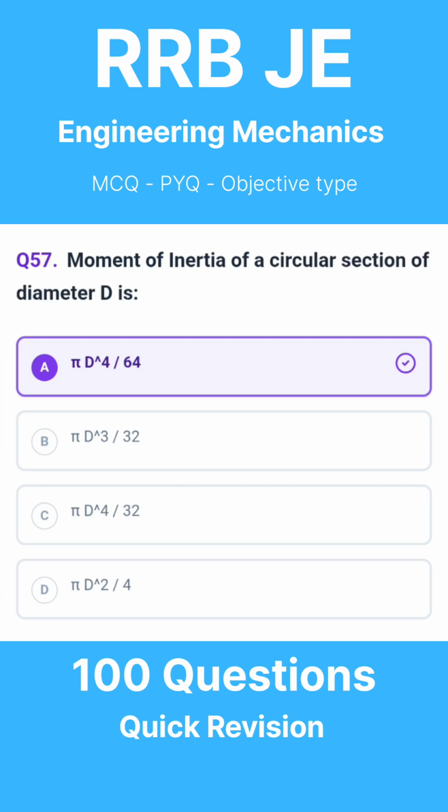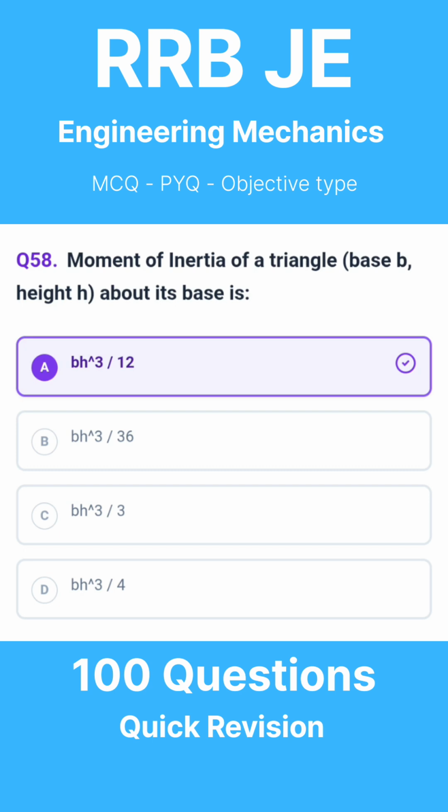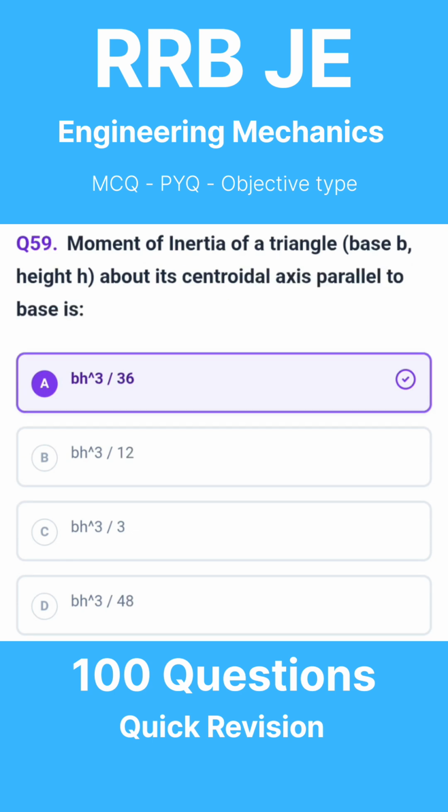Question 57. Moment of inertia of a circular section of diameter D is. The correct answer is pi D to the power of 4 divided by 64. Question 58. Moment of inertia of a triangle of base B, height h about its base is. The correct answer is bh to the power of 3 divided by 12. Question 59. Moment of inertia of a triangle of base B, height h about its centroidal axis parallel to base is. The correct answer is bh to the power of 3 divided by 36.